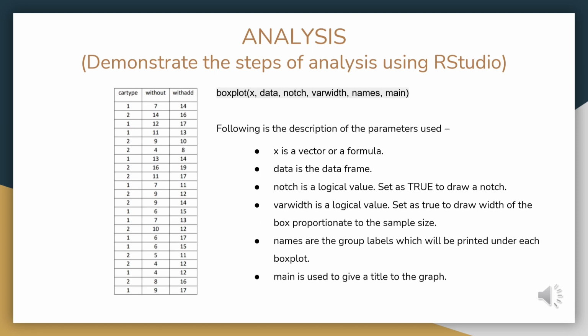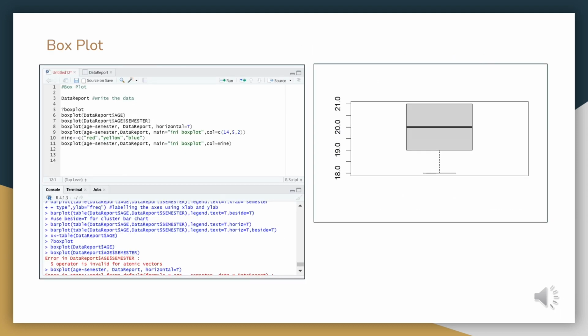Varwidth is a logical value set as true to draw the width of the box proportionate to the sample size. Names are the group labels which will be printed under each box plot. Main is used to give the title to the graph. In this slide, I show you how to run the command of box plot.